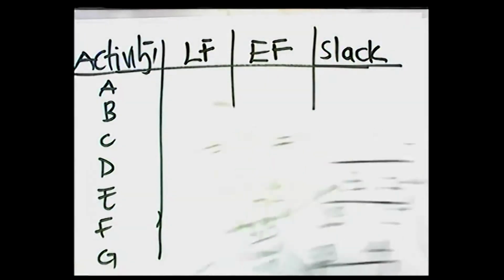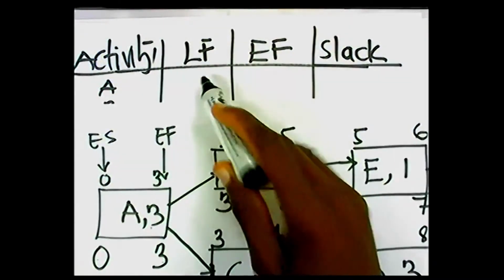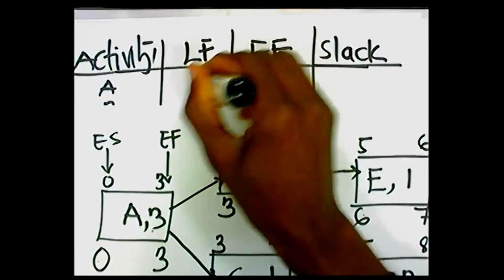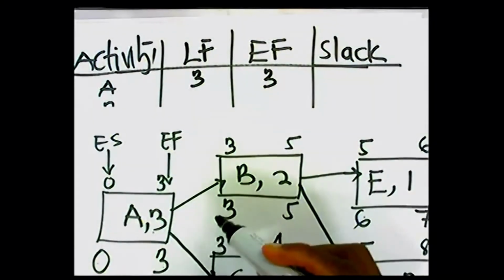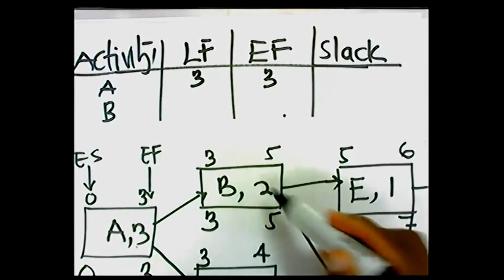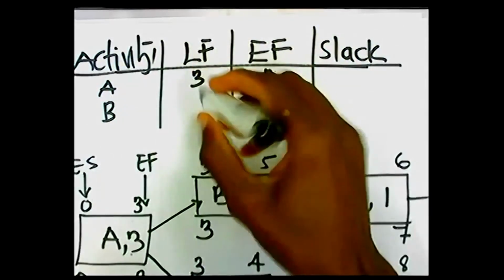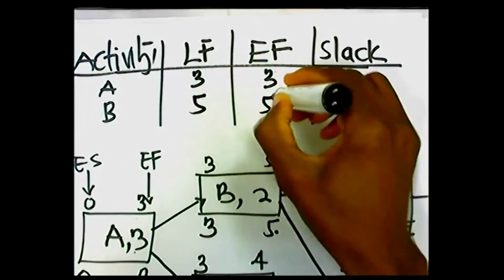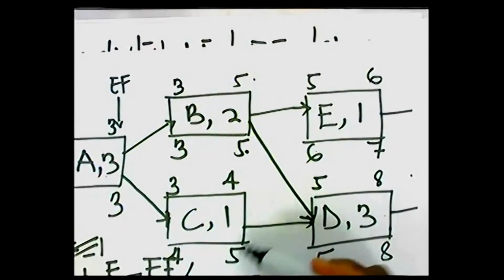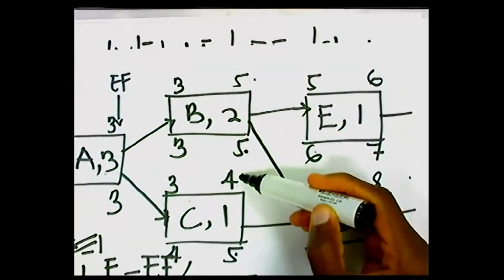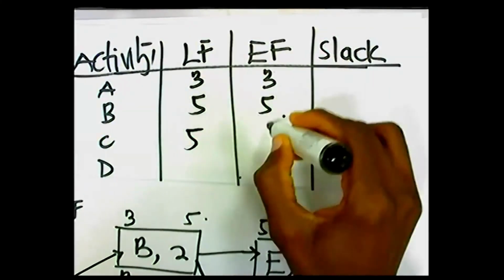Okay, so I'm just going to pick these values one by one. So when we take activity A, what is the latest finish time? It is 3. And then the earliest finish time for it is again 3. Now, if I take activity B, the latest finish time is 5, and the earliest is also 5. When I take activity C, this is my latest finish time, this is my earliest finish time, so it is going to be 5 and 4.